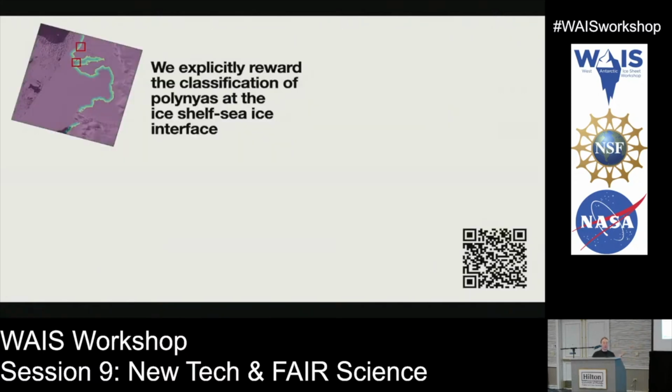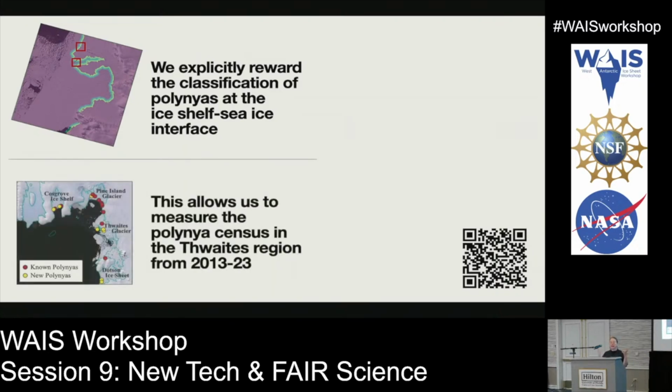So in summary, in order to find these polynyas, we explicitly reward their detection at that ice shelf sea ice interface informed by their formation pathway. Doing this allows us to measure the polynya census from 2013 to 2023.